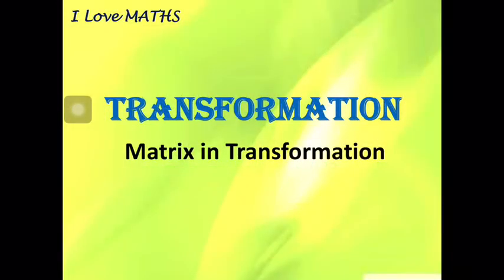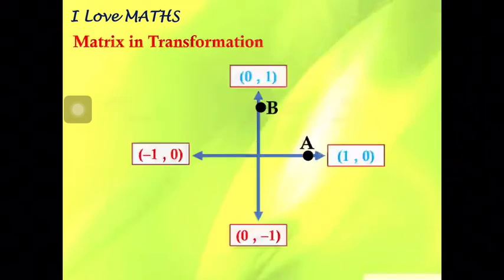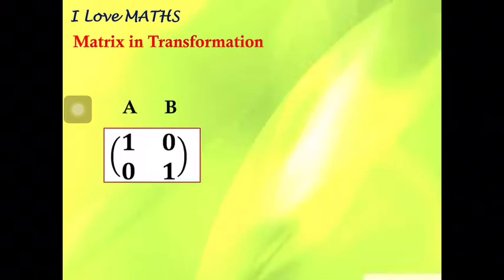Discuss the matrix in transformation. Consider this xy coordinate plane. Point A has the coordinates 1, 0, and the point B has the coordinates 0, 1. We rearrange the coordinates of the points A and B into a matrix form, where the coordinates become the x and the y components of the columns A and B. We learned that this matrix is what we call the identity matrix.